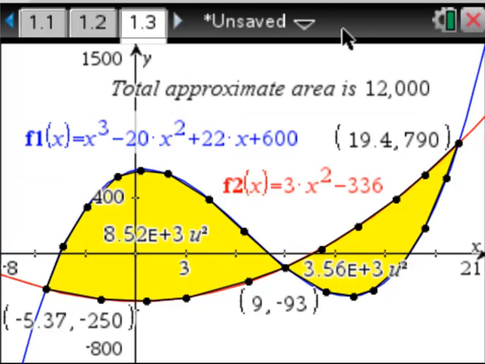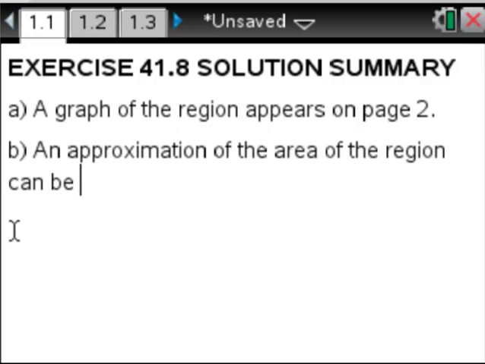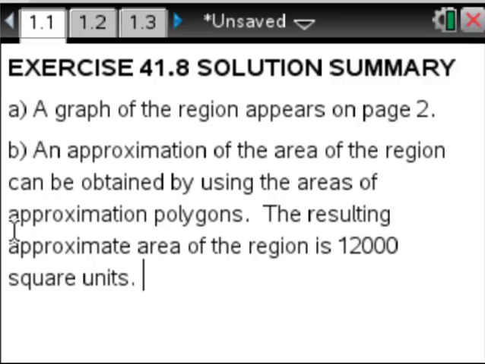text, and now I want to go to my solution summary page and make note of the same thing, maybe describing how we have arrived at this part B. We could say that an approximation of the area can be obtained by the areas of approximating polygons. The resulting approximation is 12,000 square units. And we should refer the person who wants to see details to its page, which is page 3. All right.